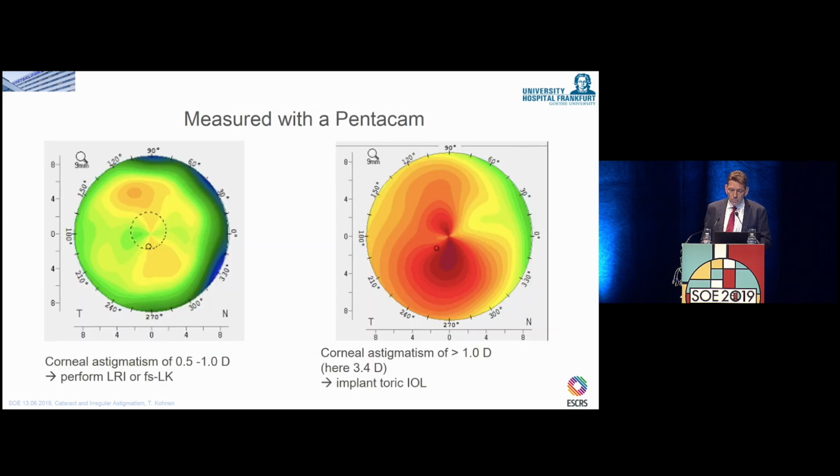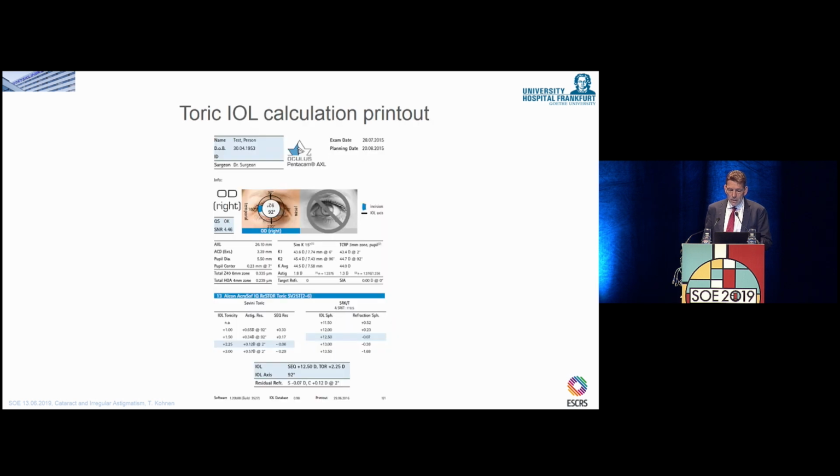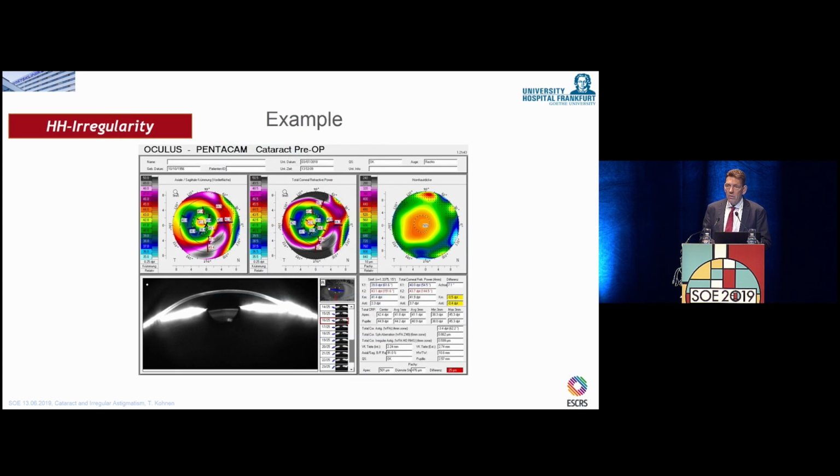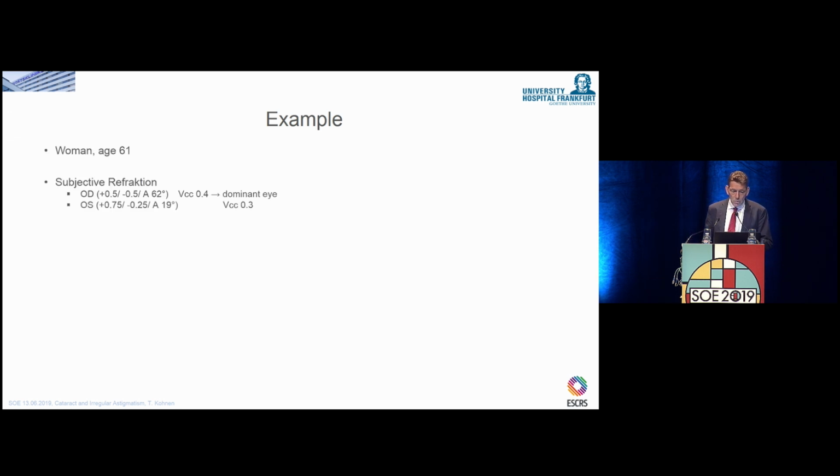In terms of measuring with a Pentacam, again here small amounts, higher amounts, and even higher amounts of irregularity. And of course, it becomes important to measure these lenses with the right formulas. Cannot go into this in detail. Again, looking at a highly irregular cornea at this point here, you can see the preoperative examination of this patient. It was a woman of 61.